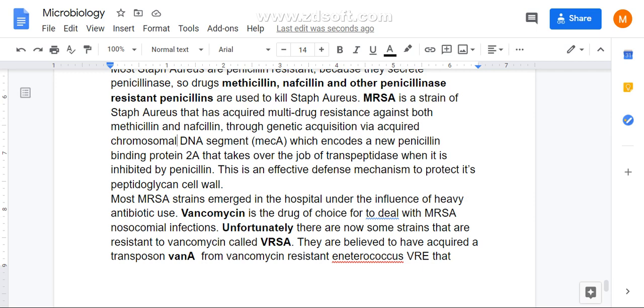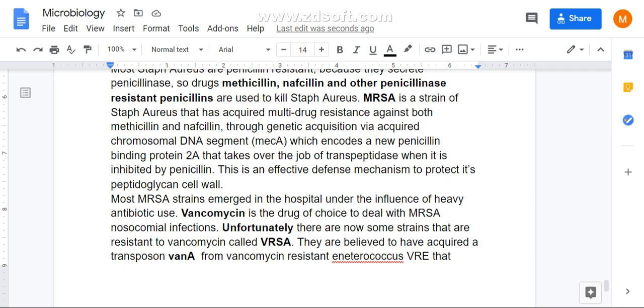Vancomycin is a drug of choice to deal with MRSA from hospital-acquired infections. Unfortunately, there are now some strains that are resistant to vancomycin, called VRSA, vancomycin-resistant Staphylococcus aureus. If you remember, I said that vancomycin is like the silver bullet for gram-positive organisms. So if vancomycin can't kill a gram-positive bacteria, that's a really tragic situation. You have a really dangerous bacteria out there that's getting stronger and stronger every year. That's something to be concerned about.